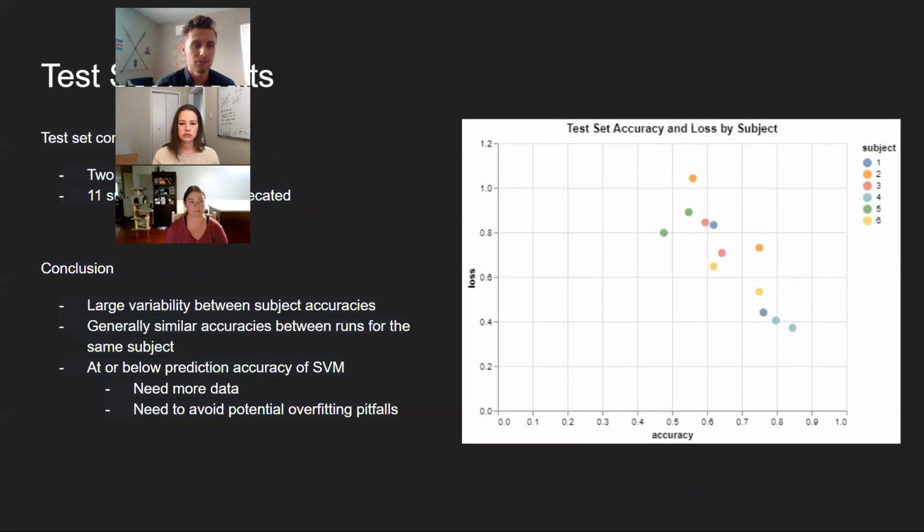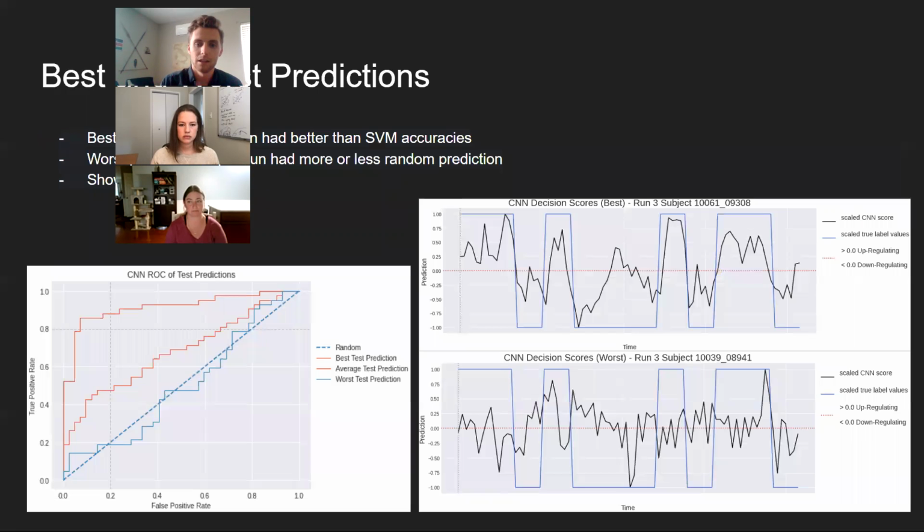So when we put the test set through the model after training, we sadly lost 5 of the test subjects' metrics. They were deprecated, but you can see there's a pretty big span between accuracies, from 45% up to about 85%, which is actually not quite as good as the support vector machines group model. But you can see that subjects have generally similar predictions through the model.